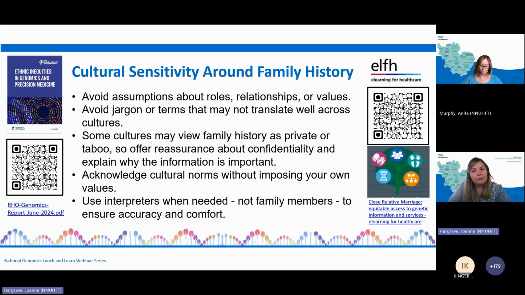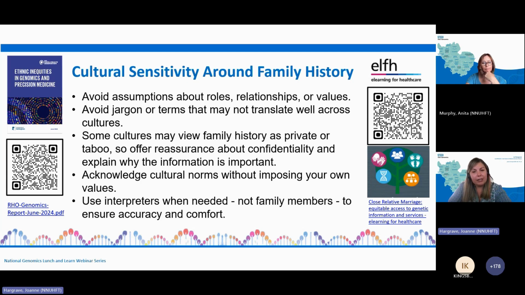That's why cultural sensitivity is really crucial. So we should avoid making assumptions about roles, relationships, or values. We should think about language. It matters. So steer clear of jargon or terms that may not translate well across cultures. Also keep in mind that in some cultures, having a discussion around family history can be considered private or even taboo. So reassure individuals about confidentiality and explain clearly why this information matters to their care.